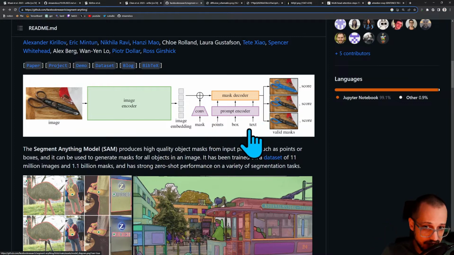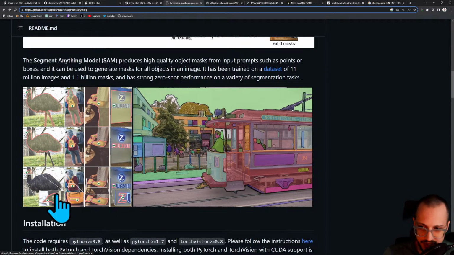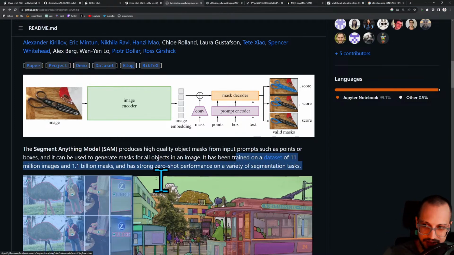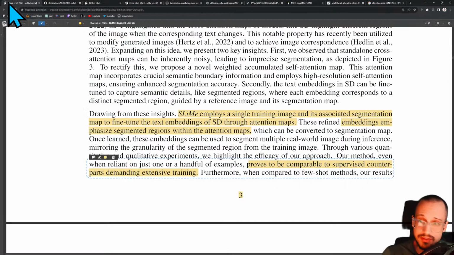You can also give it text. So maybe you could say the wheel, right? And it'll segment out the wheel. But this prompt encoder is trained custom for this exact model, and it's trained from this giant data set of 11 million images and 1.1 billion masks, right? So that's kind of what they're shooting at here, where, hey, we didn't need that data set, and we have comparable performance.